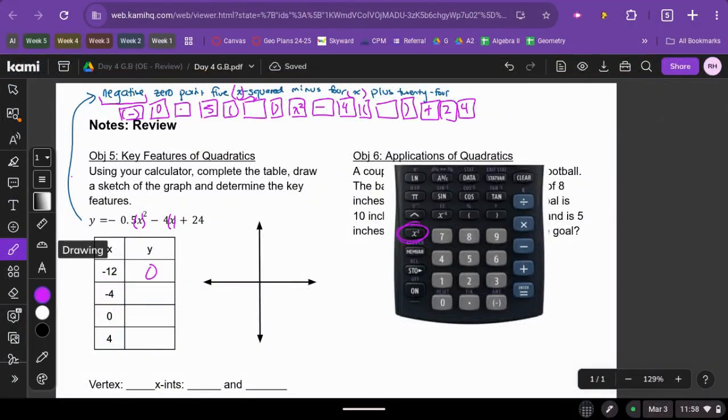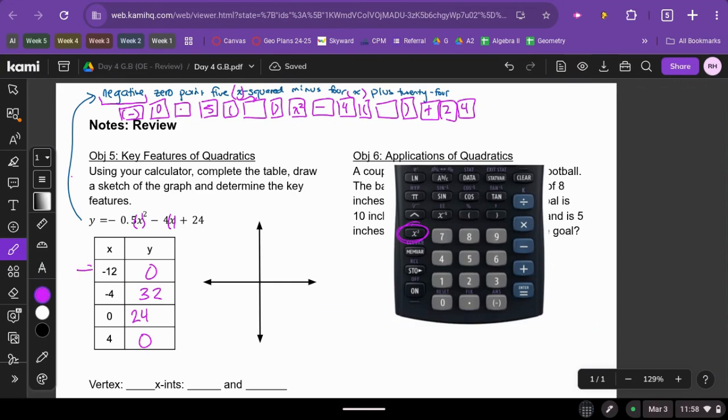So I'd recommend pausing this video, trying this out multiple times to make sure that you are getting all of the values in the table. So that's 24, and then 0. Once you've got the values of y, then you can go about graphing it.